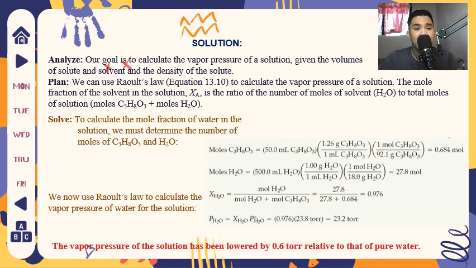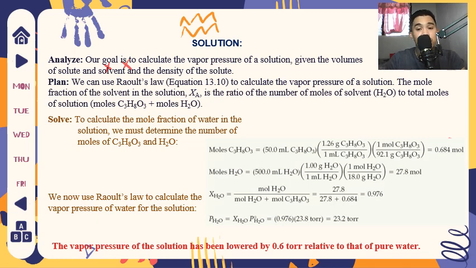So this time, we are now going to use Raoult's law to calculate the vapor pressure of water for the solution. To calculate it, X sub H2O, or water, is equal to the moles of water H2O divided by moles of water plus moles of glycerine.